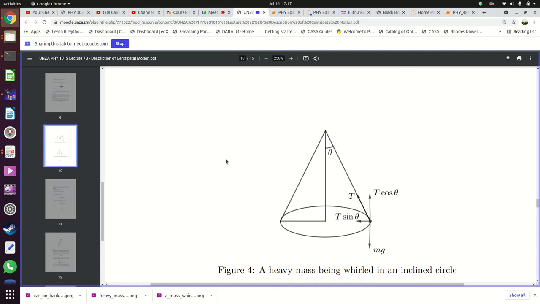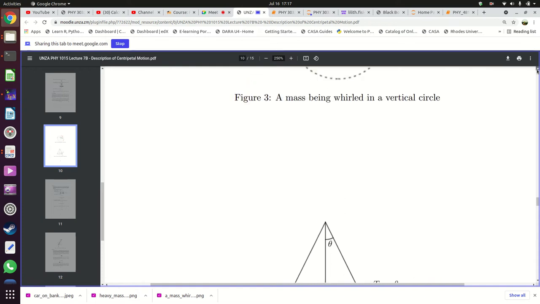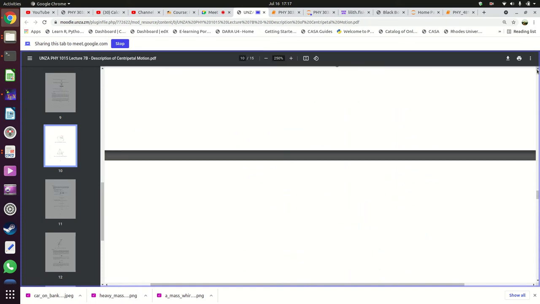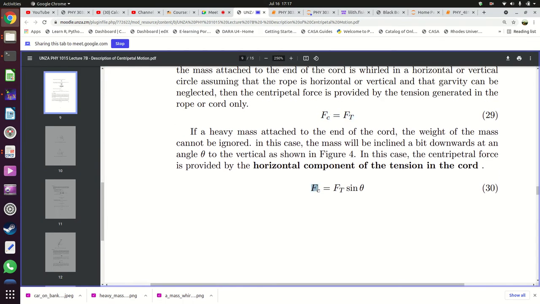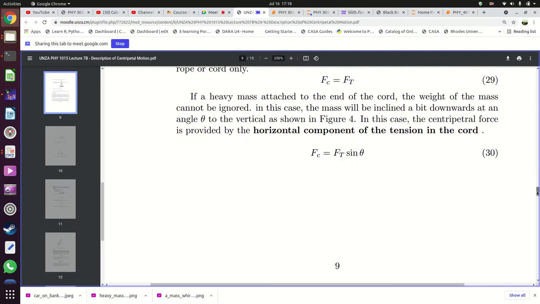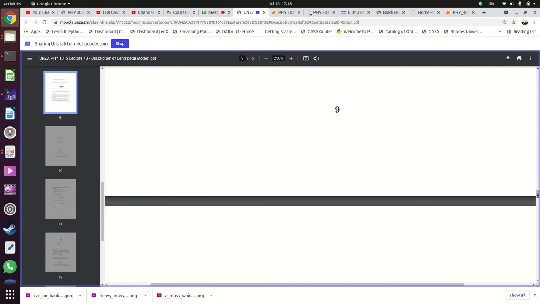Yes, sir. So this T sine theta is the one which is going to be providing the acceleration. So you end up with the situation which we have up here: Fc is equal to T sine theta, the tension force multiplied by sine theta. Again, I will need to rewrite this properly so that we can see a good expression of what the velocity is going to be and other stuff like that.